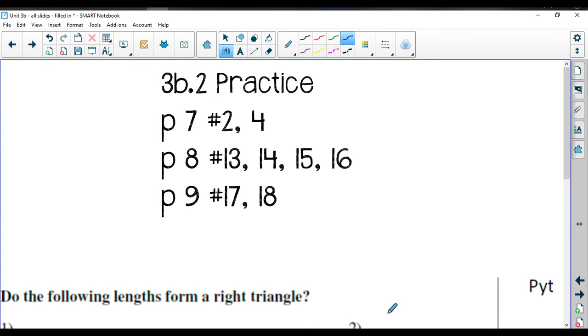Okay, this is 3b.2. So this is the solving for a leg. This is the practice. We're going to start on page 7. We're going to finish up with 2 and 4. And then we're going to flip over to page 8 and we're going to do 13, 14, 15, 16. And then on page 9, we're going to do 17 and 18. And then that'll be it for the practice for today.